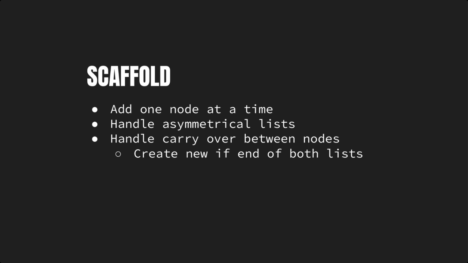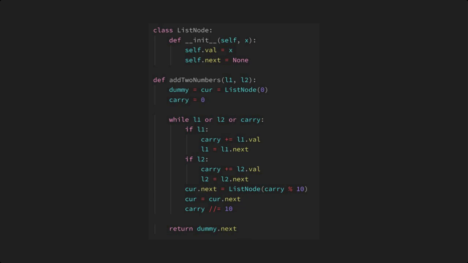So that means we know exactly what we need from this function. We need to add one node at a time, which means we need to be iterating through the linked list, and we can't do that the same as an array. We need to handle asymmetrical lists, and we need to handle the carryover between nodes, including creating a new one if necessary. Now let's do this in Python. First, we'll implement a linked list, which we need to do because there's no built-in linked list data structure in Python. Then we'll use it to implement the solution we just outlined and go through the same example line by line to show how the code works.